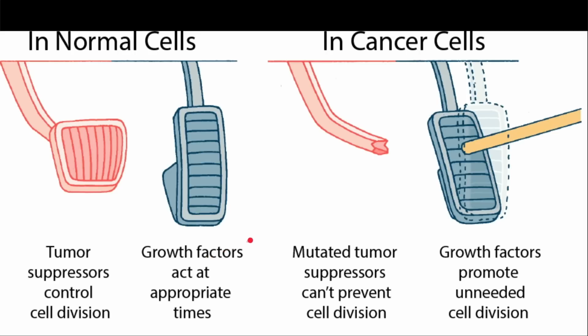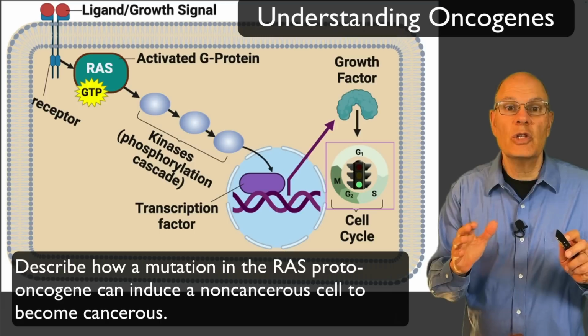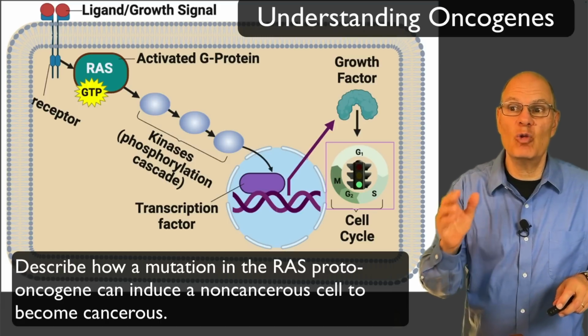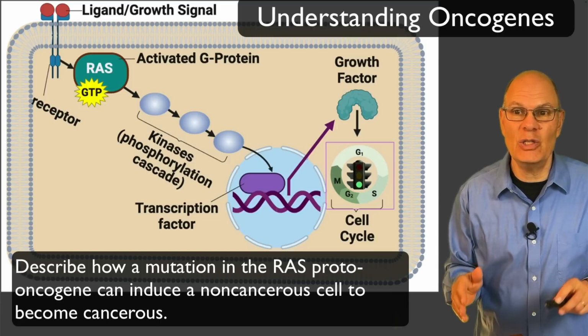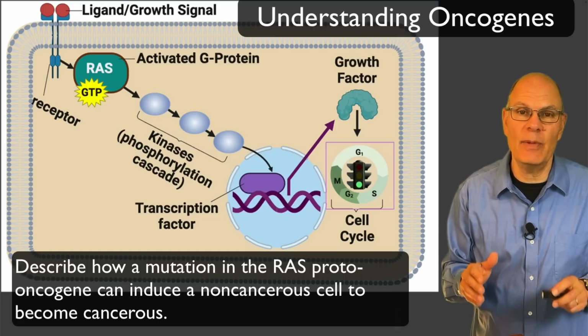When cells become cancerous, it can be for one of two or actually both reasons. You can have mutated tumor suppressors that can't prevent cell division even when cell division shouldn't be happening. And you have growth factors that promote cell division at unneeded moments. Describe how a mutation in the ROS proto-oncogene can induce a non-cancerous cell to become cancerous.